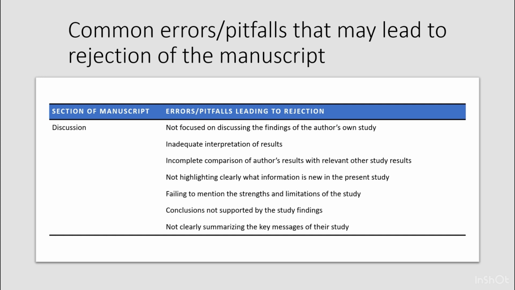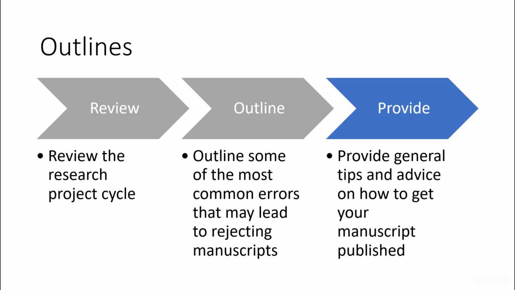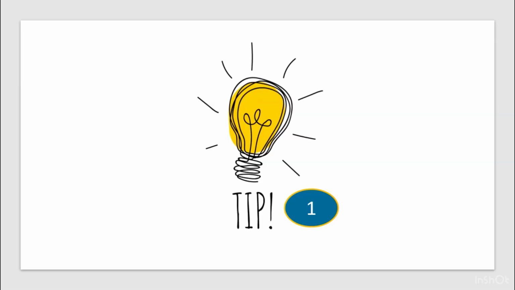Now, I hope I was able to highlight some of the common mistakes that may lead to rejecting your manuscript. Now, how can we overcome these things? What are the general tips and advices that I have for you today in order to get your manuscript published and ultimately proceed from the peer review to be accepted?